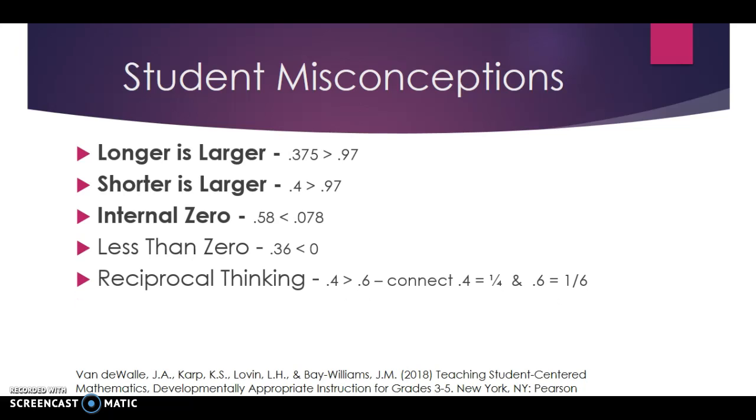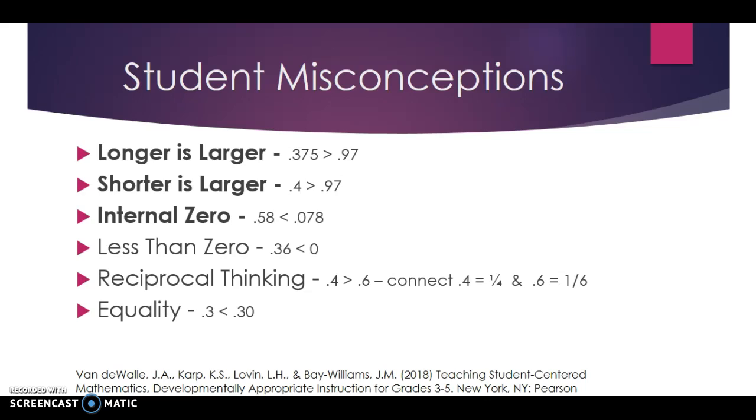5. Reciprocal thinking, where 4 tenths is connected to the fraction 1/4 and 6 tenths is connected to the fraction 1/6, making the fraction or the decimal 4/10 bigger. To help students with this, help them to use decimal materials such as 10 by 10 grids.